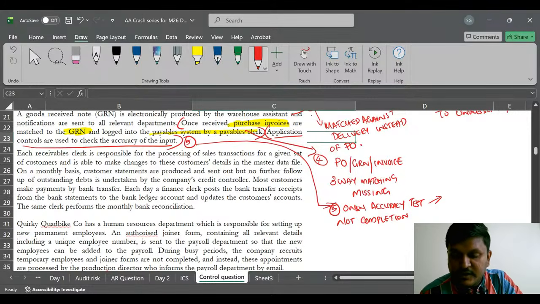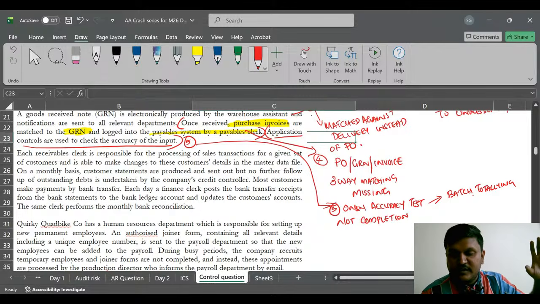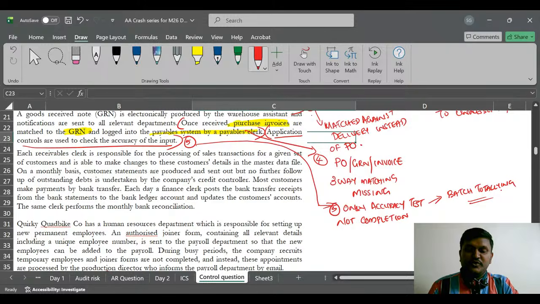The recommendation you can make over here is to introduce batch totaling. Batch totaling is a computerized control. You will take, say, 100 invoices in total, and those 100 invoices will have a total figure. So if you miss out one of the invoices, the batch total will not match what you have entered. So using a batch total would be one solution for that.